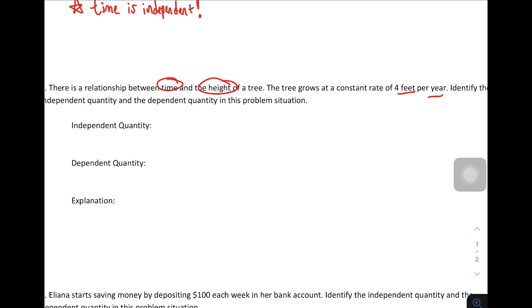And in this problem, we actually do have time. Right? And specifically, what time are we talking about? The tree grows at a constant rate of 4 feet per year. So in this situation, years is our unit of measure. We're measuring time in years. So our independent quantity is time. Well, what is the dependent quantity? What is the other quantity? Well, that's the height of the tree.